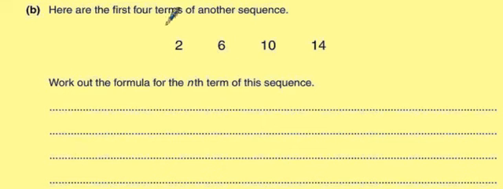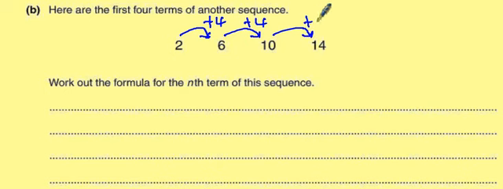Part B. Here are the first four terms of another sequence: 2, 6, 10, 14. The first thing to notice is that it's going up by 4 each time. They go from 2 to 6 is adding on 4, 6 to 10 add on 4, 10 to 14 is adding on 4. So it asks us to work out the formula for the nth term of this sequence.